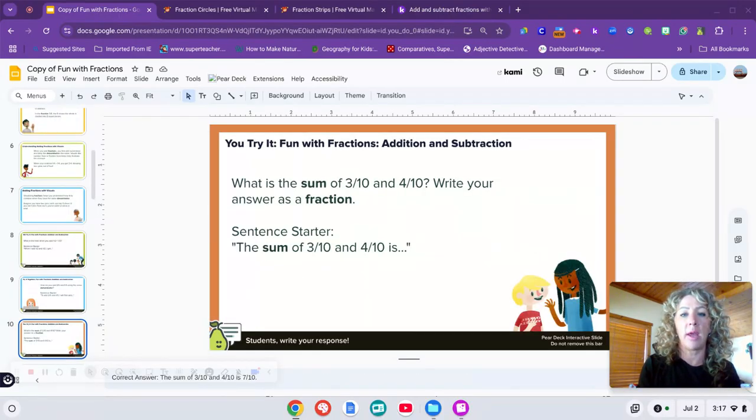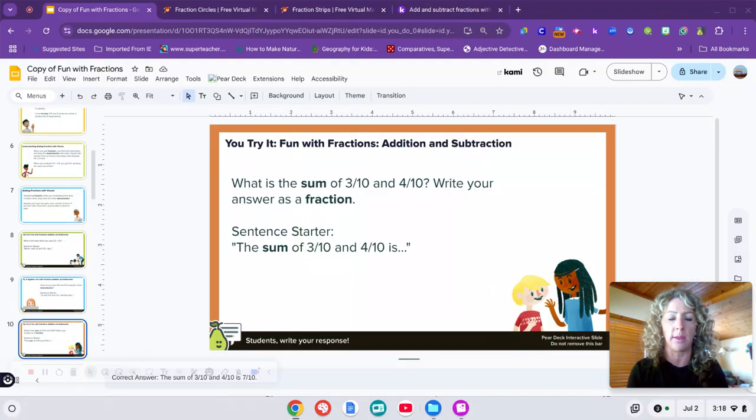Let's go on to our next one. Okay, so this one you're going to try. What is the sum of 3/10 and 4/10? And write your answer as a fraction. Now remember, think about the word sum. You see it's in bold. It's one of our keywords that we're focusing on. So what would be the sum of 3/10 plus 4/10?